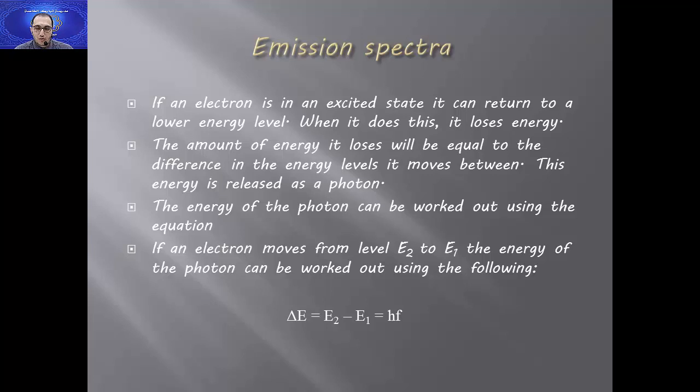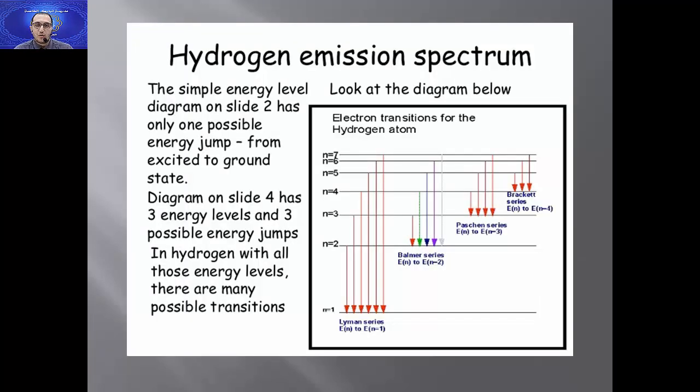So it equals hf, where h is the Planck constant and f is the frequency. And we can write it in another form: delta E equals hc over lambda. Now, if we apply this to the hydrogen atom, because hydrogen is the simplest atom as we know, since it has only one electron in the outer shell or outer level.